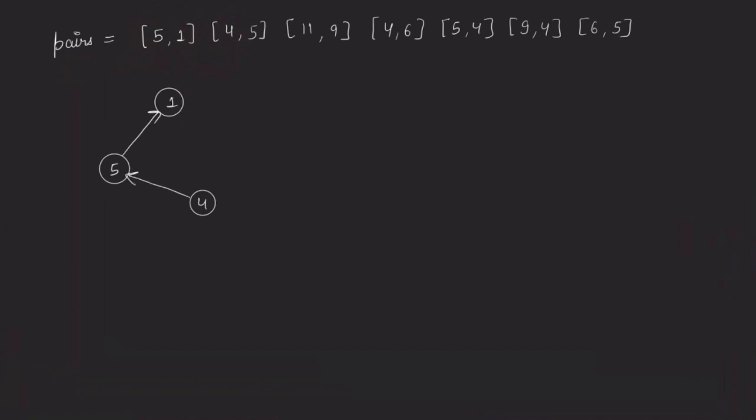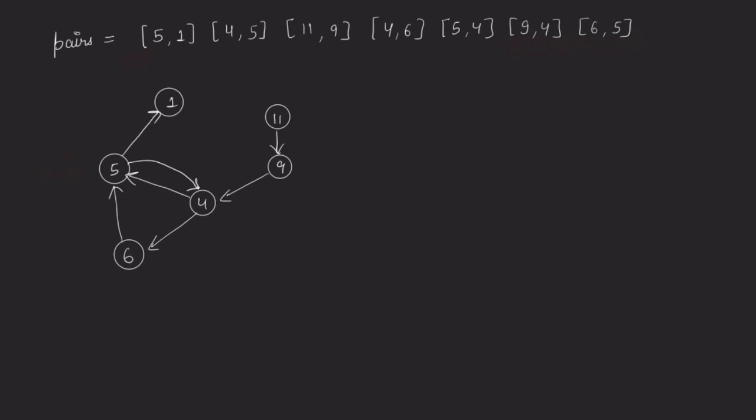Then the next pair is 11 comma 9, meaning we have a node 11 and a node 9, and there is a directed edge from 11 towards 9. Then the next pair is 4 comma 6. So we have another node 6 and a directed edge from 4 towards 6. Then we have 5 comma 4, so an edge from 5 towards 4. Then 9 comma 4, so from 9 a directed edge towards 4. And the last one is 6 comma 5, so we have an edge here too. So this is how our graph looks when we plot these pairs as edges.